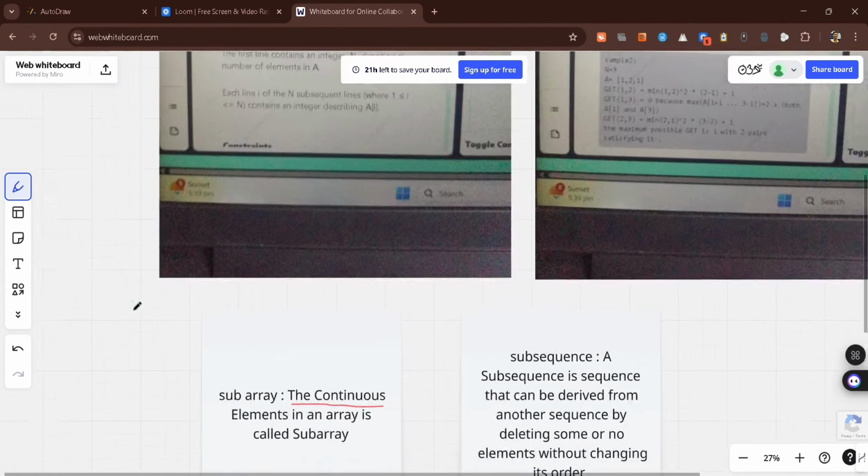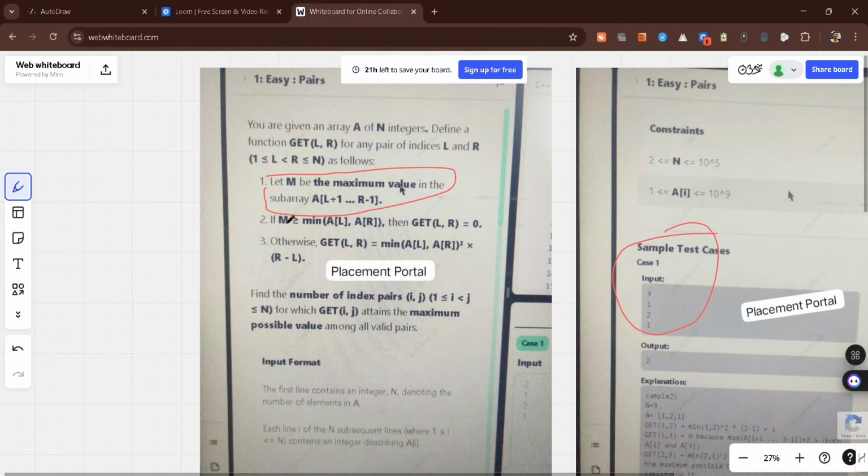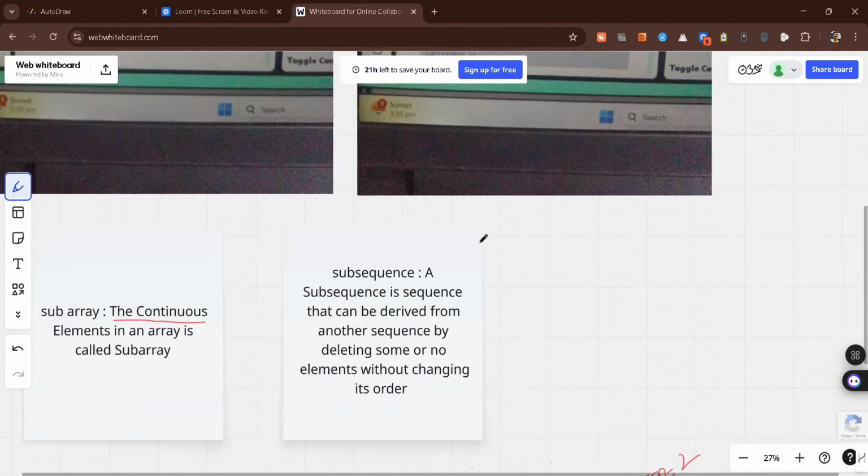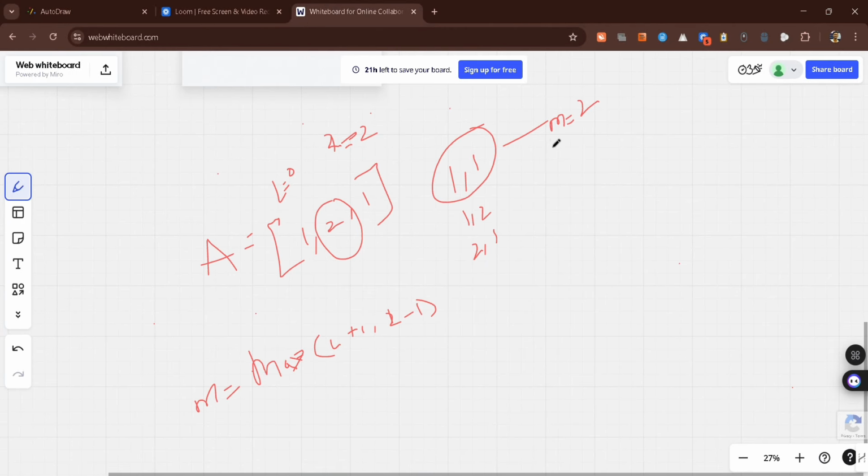Now let's discuss what's next. After finding the m value, what do we have to check? We have to check if m is greater than or equal to min of a of l comma r, then set the get value to 0. Let's check it. M is equal to 2. Now let's find min of a of l comma a of r.